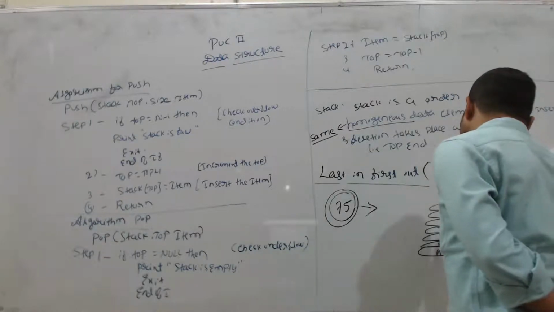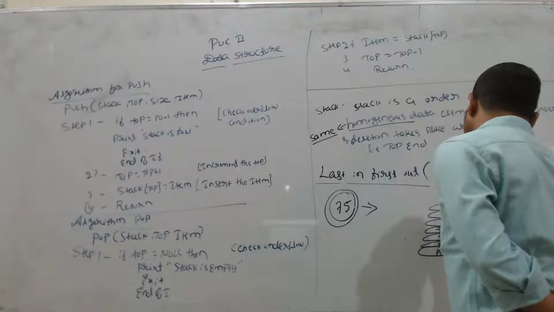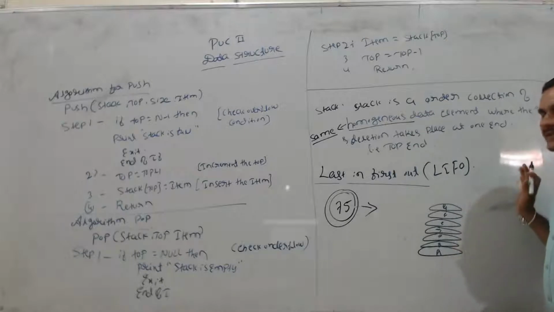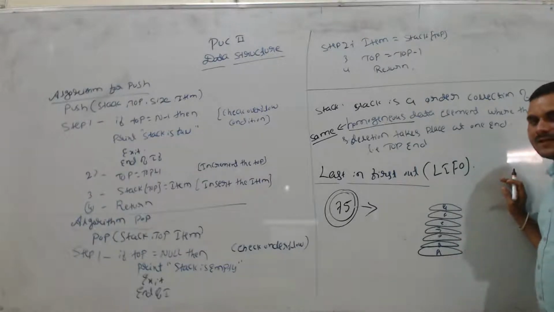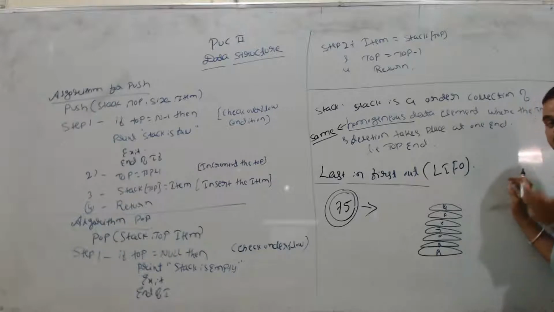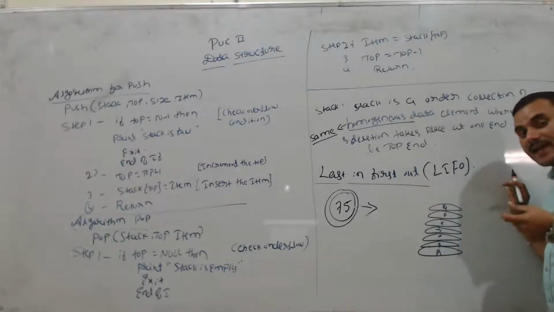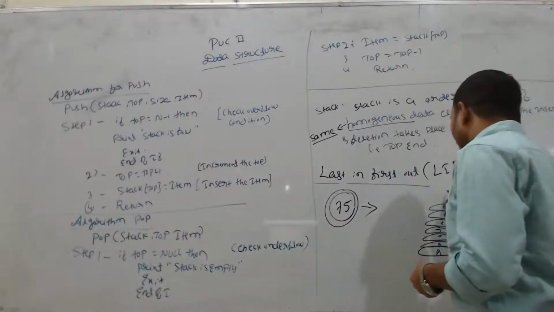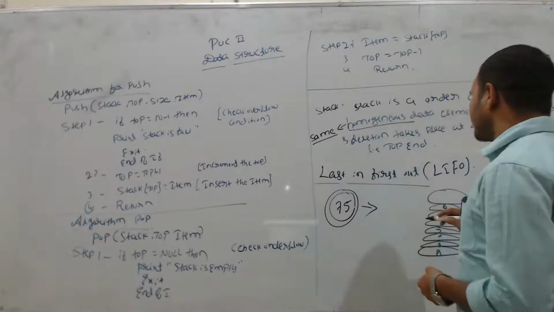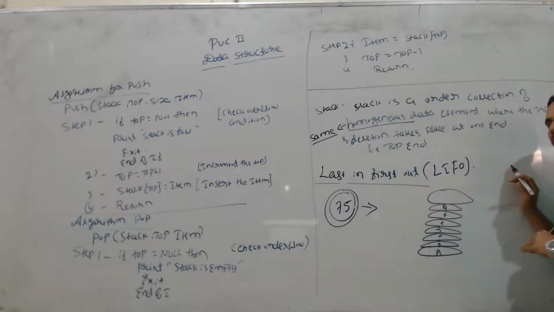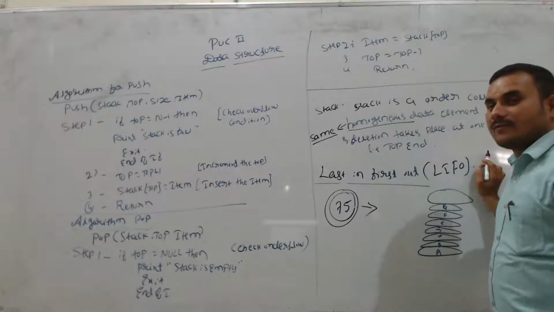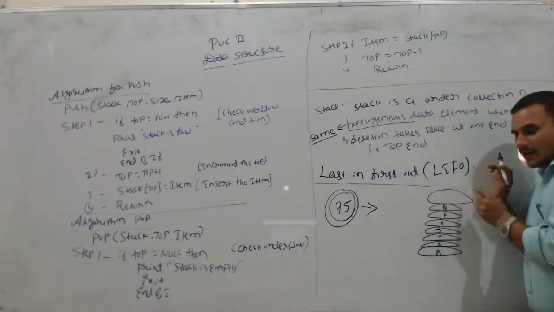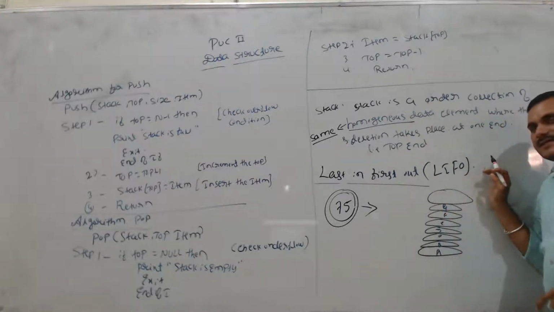For example, take A, B, C, D, E, F, G. Up to G, plates are present in the stack. Now you have to add one more plate, H. You have to add it at the top end only, on the upper side only, not in the middle, not at the bottom. Whatever element you store, you store on the upper side, top end only.